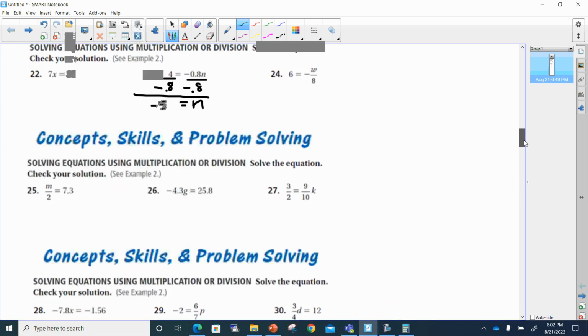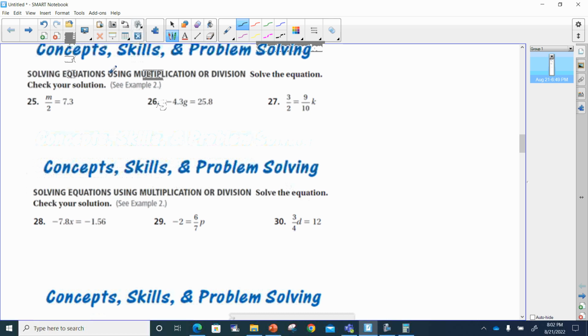All right, I'm going to number 25. You have 22 and 24 to do. Solve each equation using multiplication and division. If I do 25, I'm going to see that I have dividing by 2. The only way to do the opposite of dividing by 2 is to multiply by 2. And whatever I multiply to one side, I'll multiply to the other side.